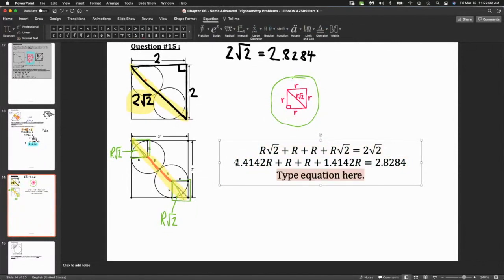Anyway, you need to add these all up. So remember, there's a 1 here, and there's a 1 there. So we have 1.4142 plus 1 plus 1 plus that. So that's 4.8284. And that's r equals 2.8284.